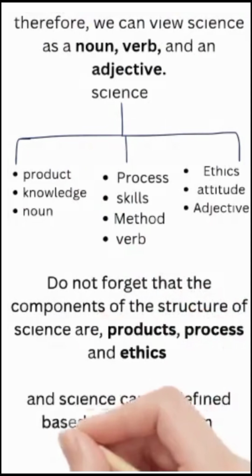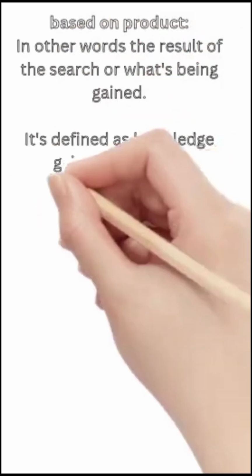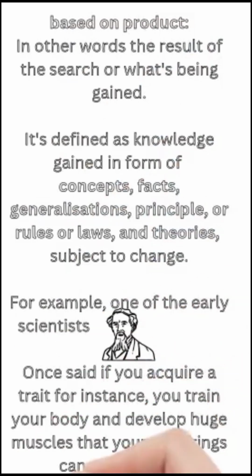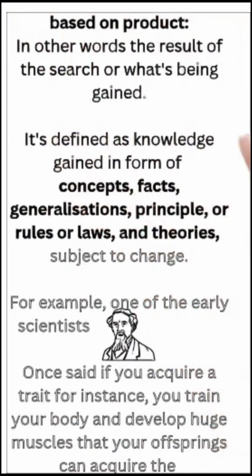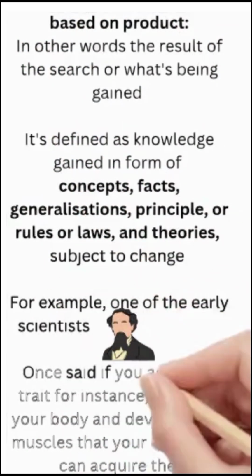Science based on product, in other words, the result of the search or what's being gained. It's defined as knowledge gained in form of concepts, facts, generalizations, principles or rules or laws and theories, subject to change. For example, one of the early scientists once said, if you acquire a trait, for instance, you train your body and develop huge muscles, that your offspring can acquire the trait from birth.